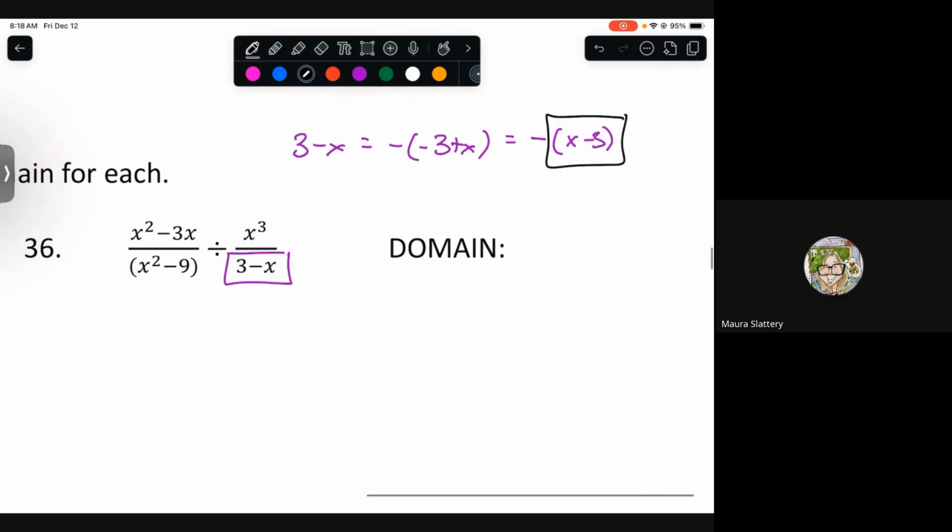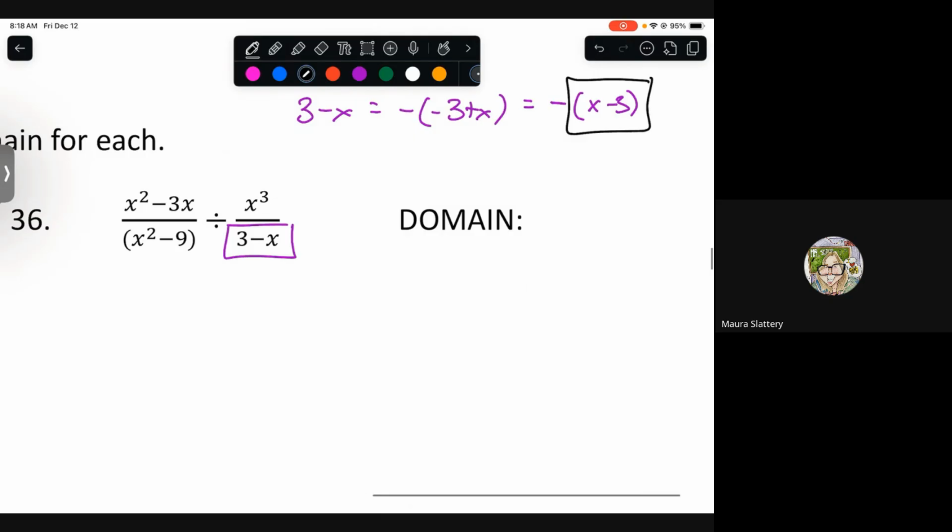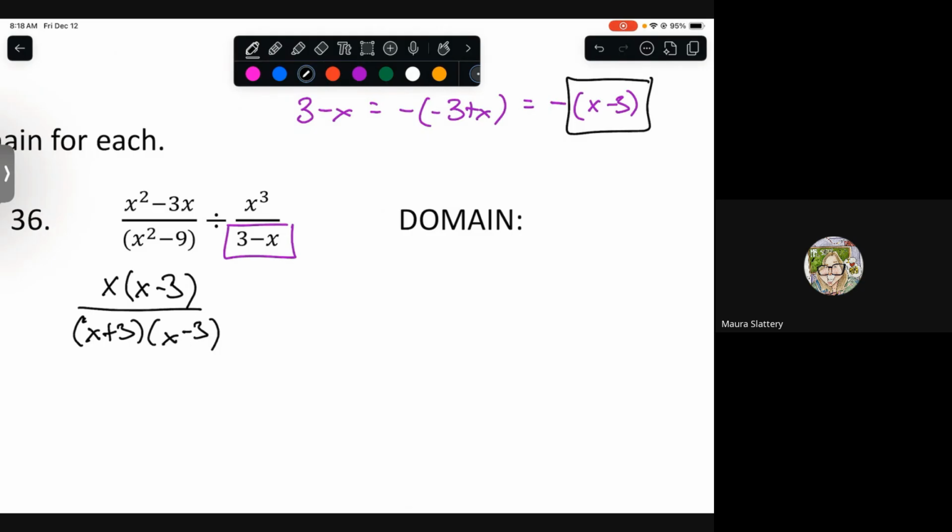All right. So I'm going to go ahead and factor the rest of everything here. Let's see. I take out a GCF and I get x minus 3. Here is another difference of squares, so I get (x plus 3)(x minus 3). And then I'll leave it as division for right now. I get x cubed and then negative (x minus 3). All right.